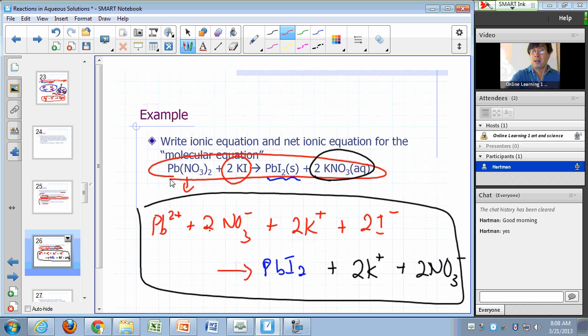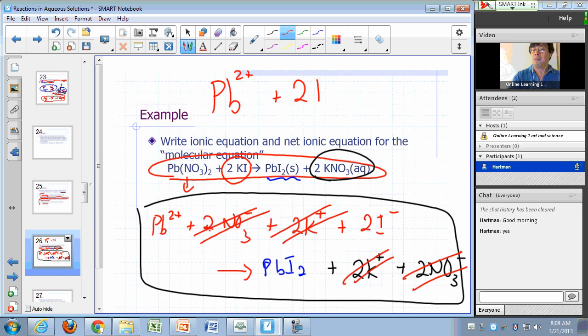And my net ionic equation would be one where I get rid of my spectator ions. So I remove my nitrates, I remove my potassiums, and I have my net ionic equation, which is lead ions plus 2 iodide ions gives me PbI2.